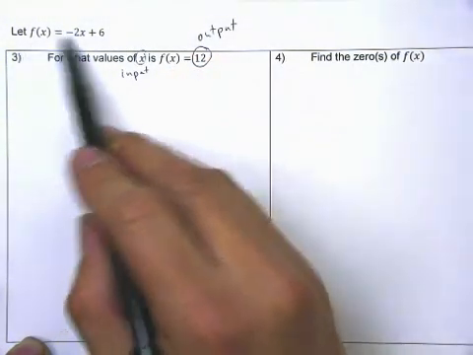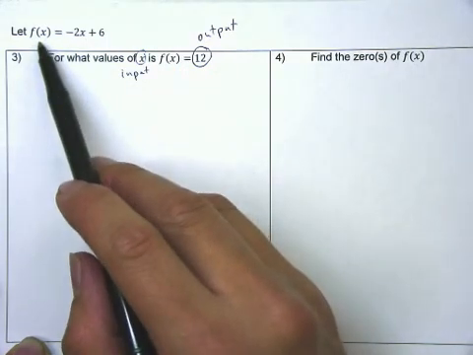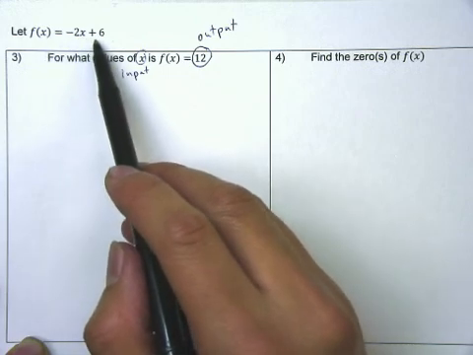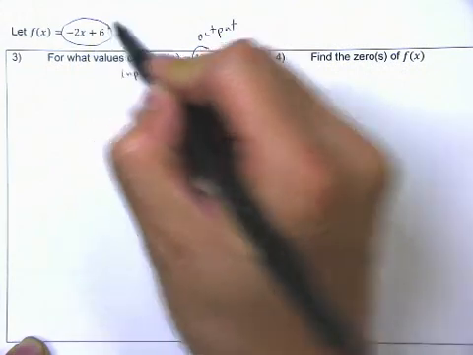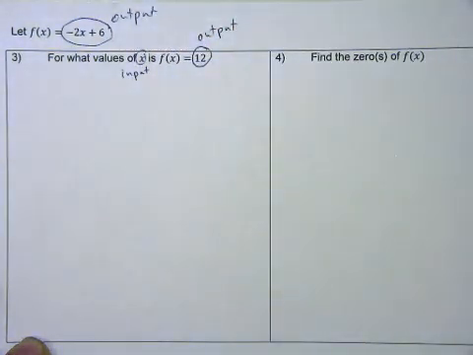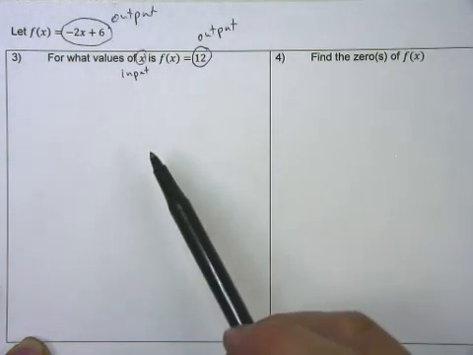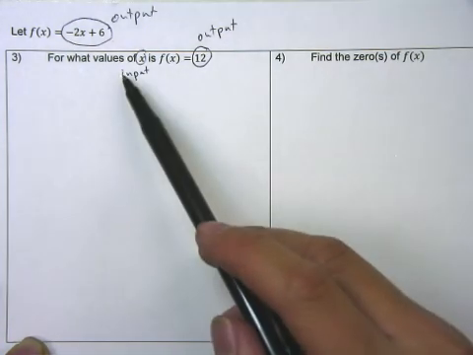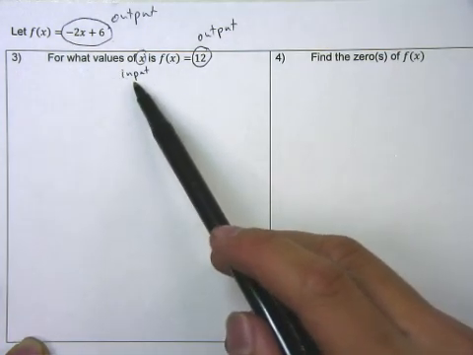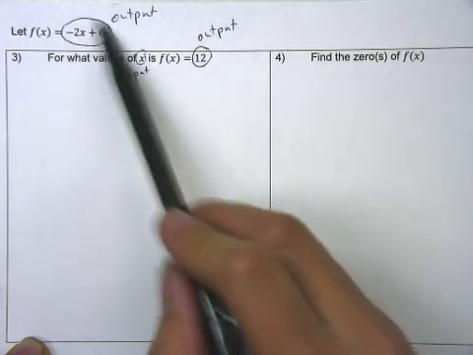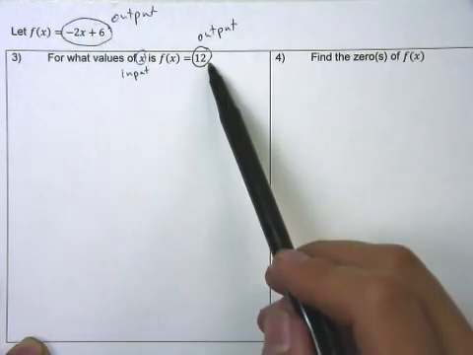Remember, what this is saying is that if you know your input, then the output is going to be negative 2 times your input plus 6. So this is going to be your output. Whatever your input is, you multiply that by negative 2 and add 6 to it, and whatever you get from that, that's your output. And this question is saying, what input values are going to give us an output of 12? In other words, when is this output going to be equal to 12?